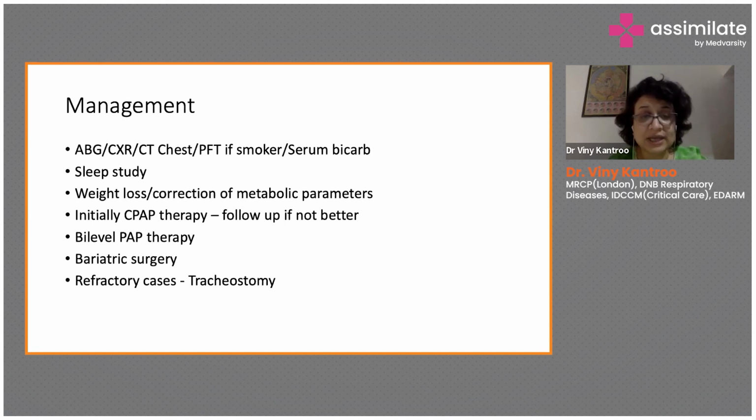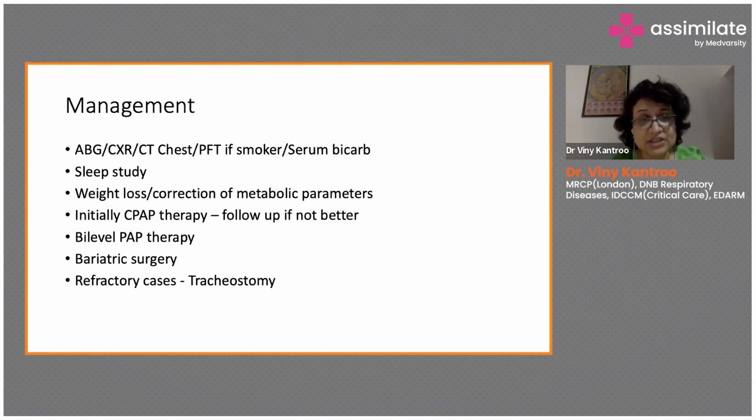The weight loss, correction of metabolic parameters is absolutely paramount, as somebody pointed out, DKA. So if a person is morbidly obese, we do need to rule out diabetes, hypertension, as well as the dyslipidemias, which are very, very commonly seen along with these kind of problems in a patient.